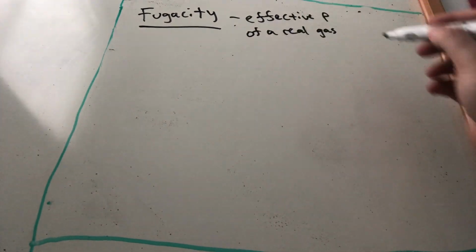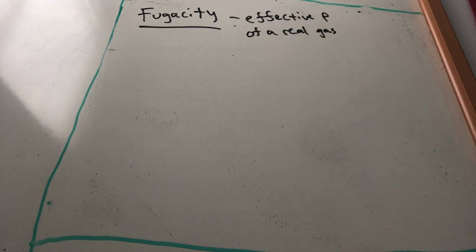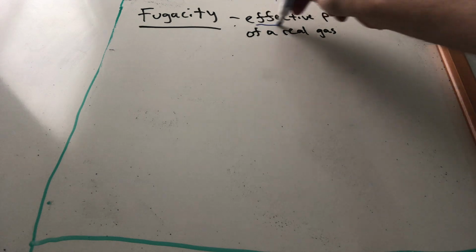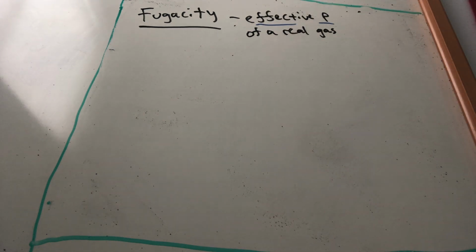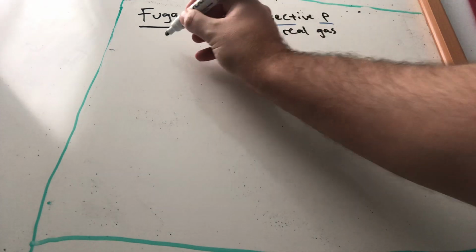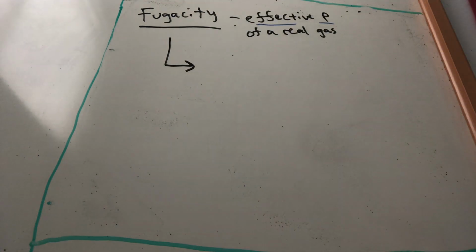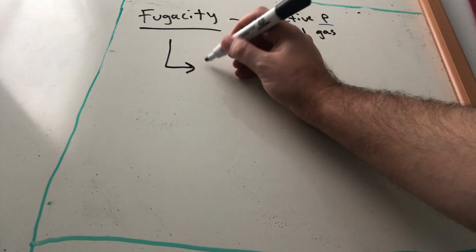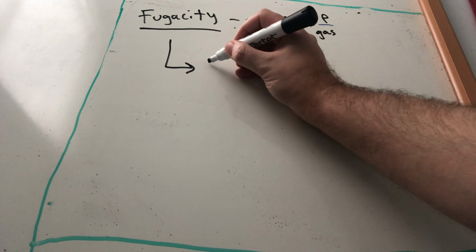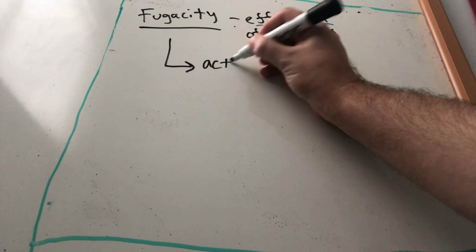I have the definition of fugacity written down here. It's the effective pressure of a real gas. What does that even mean, effective pressure? Well, we're going to talk about that in a second. Another way to think about fugacity, that's also a confusing way to think about it, especially with what we've talked about so far, but this definition will make more sense when we get to equilibrium.